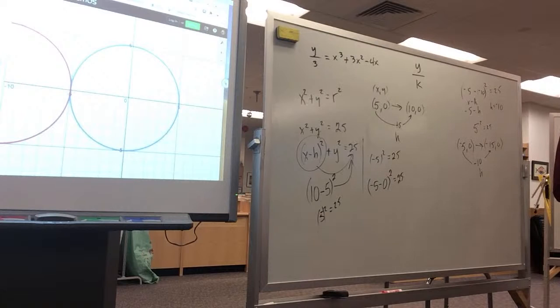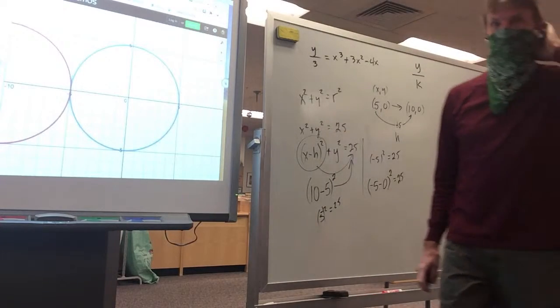Okay, good. So make sure I'm not teaching you any gibberish. Yes, the radius doesn't change. That 25 is always going to be 25. It's the same circle.